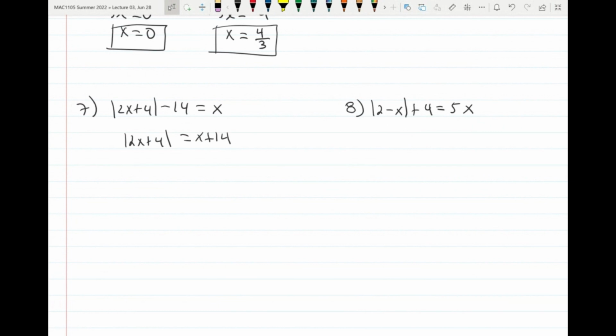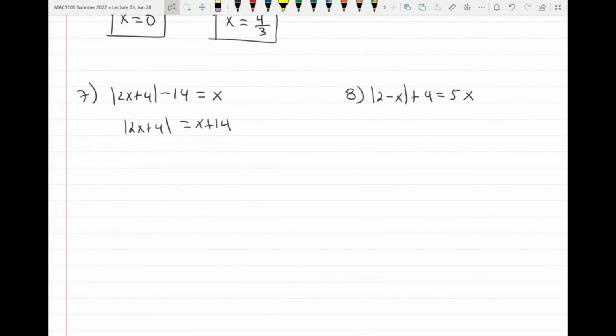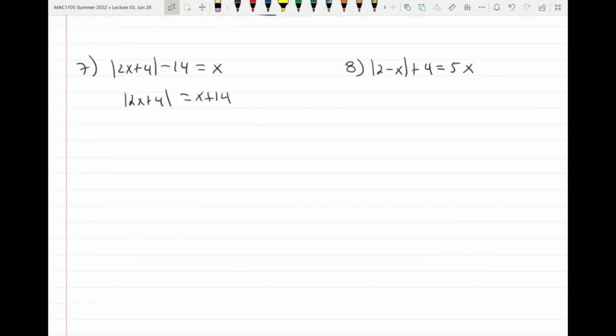So, for example, here we have to check. In number 8, we have to check. Okay, so let's do it. So this means that either 2x plus 4 equals x plus 14, or 2x plus 4 equals negative x plus 14. Do you understand this?